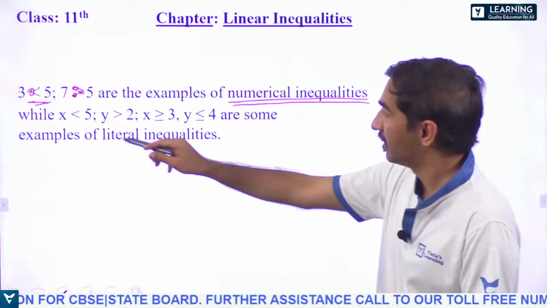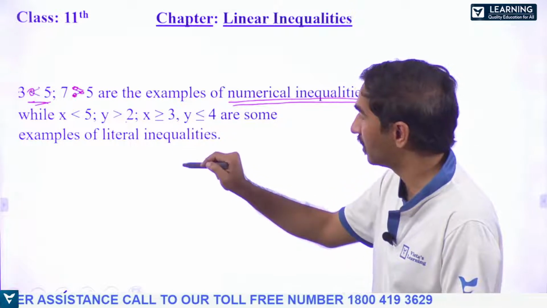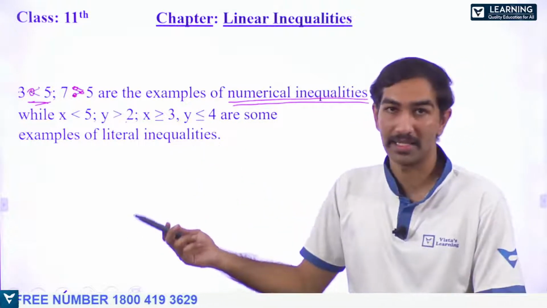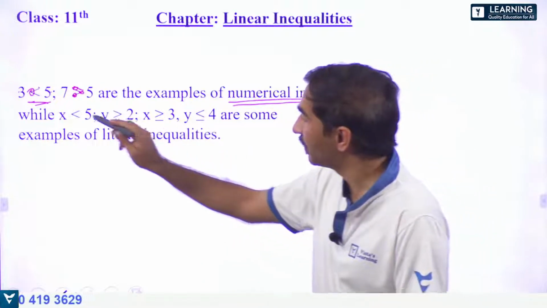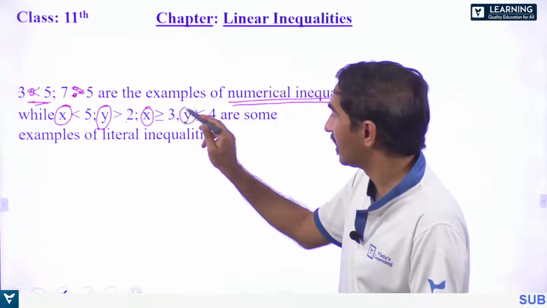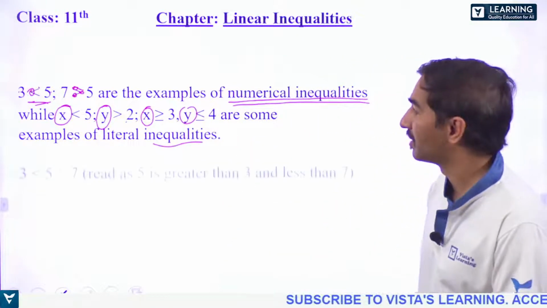Moving on to the next one. X lesser than 5, y greater than 2, x lesser than or equal to 3, y lesser than or equal to 4 are some examples of literal inequalities. So what are literal inequalities? Inequalities consisting of only one variable like this are called literal inequalities. All right.